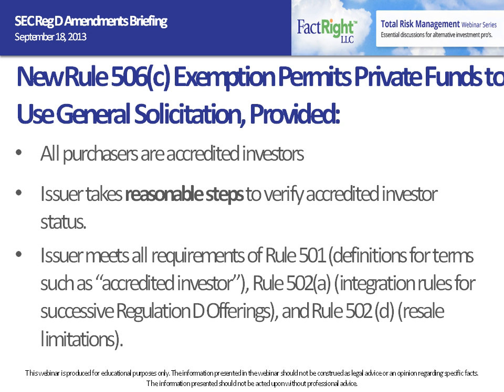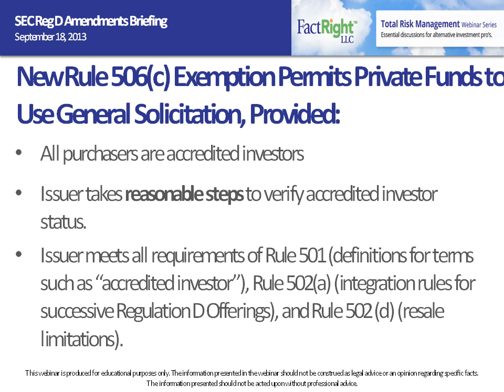So let's talk further about Rule 506(c), the exemption that now permits private funds to use general solicitation. The conditions of that exemption are all purchasers must be accredited investors. And that definition, accredited investor, is unchanged from the rule that existed before 506(c). The issuer has to take reasonable steps to verify accredited investor status. Reasonable steps is not defined within the rule, but as I'll tell you more about shortly, the SEC provided some guidance about what is actually reasonable steps for natural persons, but not in an exclusive manner.